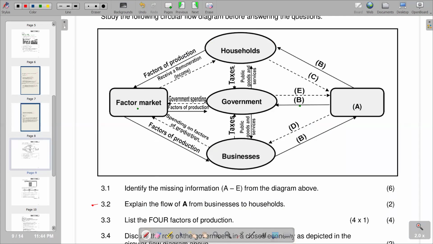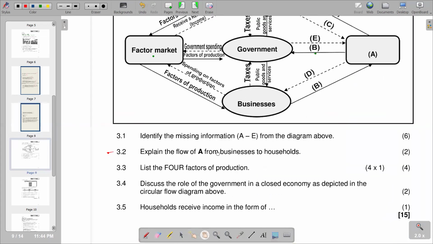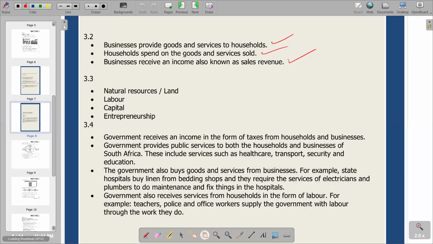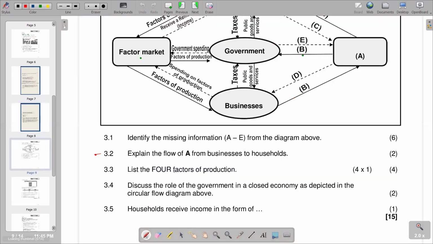Then we go to 3.3, which reads explain the four factors of production. We know that we have land, labor, capital, and then entrepreneurship. Those are listed in the answer section, where we have natural resources or land, labor, capital, and entrepreneurship. So these are the factors of production that we have.